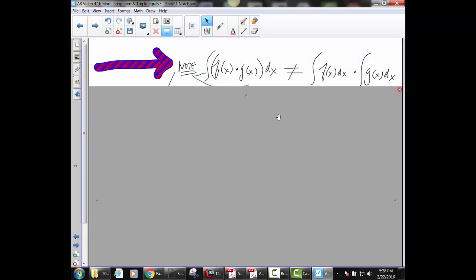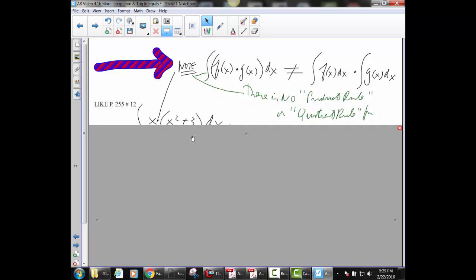Okay, something that's very important is the integral of f of x times g of x does not equal the integral of f of x times the integral of g of x. And sadly, unlike differentiation, where when we have a product, we have a product rule, we have no such thing in integration. There is no actual formula. It's a process and we will do it, but it's not a formula.